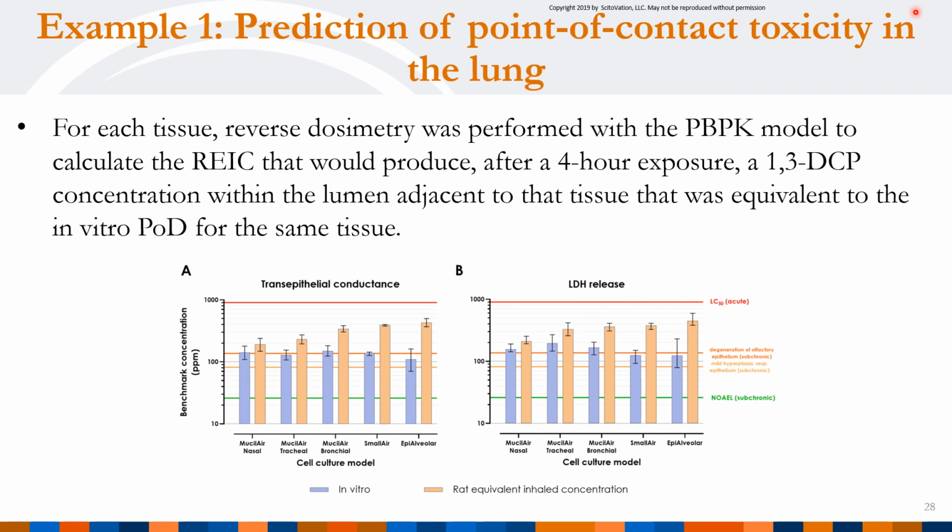Overlaid on this plot are lines representing the LC50 for rats, the red line, determined in an acute study from Lomax in 1987, the NOAEL here in green, and two additional adverse effect levels, in light and dark orange, from a subchronic study from Stott et al. in 1988. And you can see that the rat equivalent doses derived from the in vitro assays are in the same order of magnitude as the results from the subchronic study.